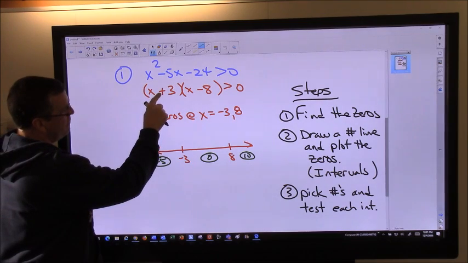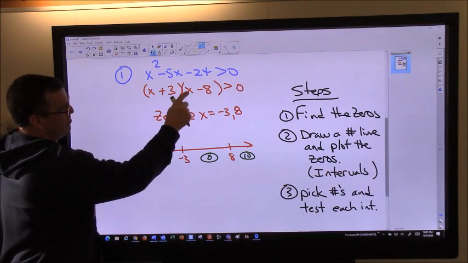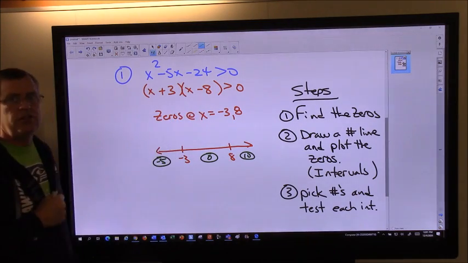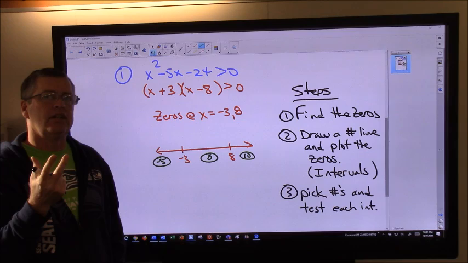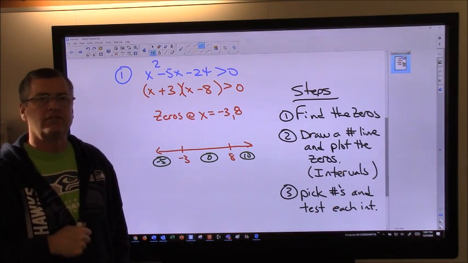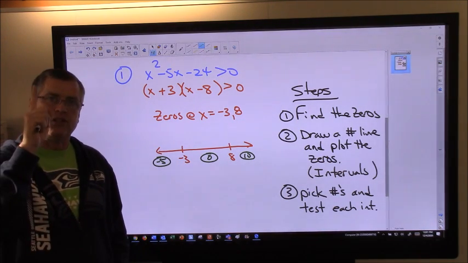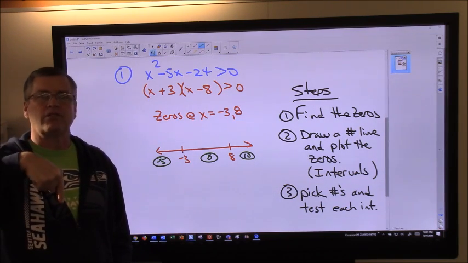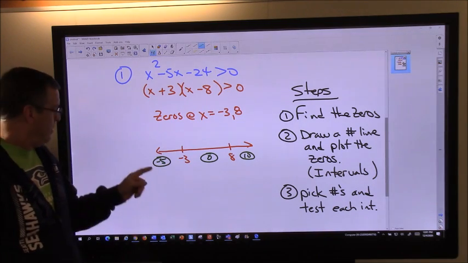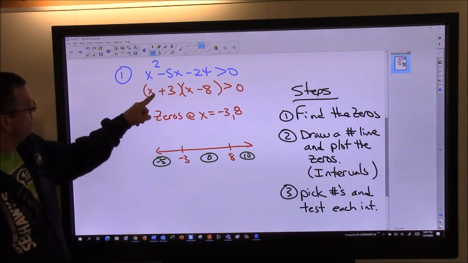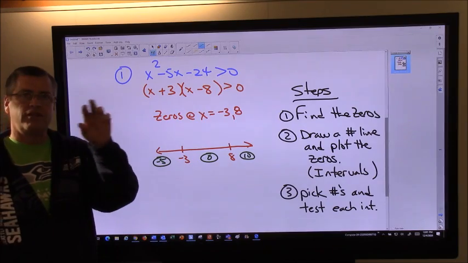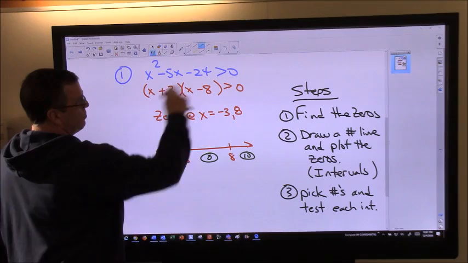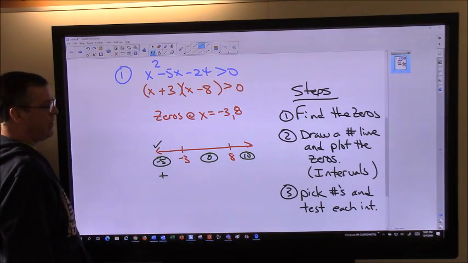If I put in a -5 right here, I get -2. If I put a -5 in here, I get -13. And a -2 times a -13, I don't really care what the answer is. I just want to know, is it positive or negative? Right? Because if it's positive, that means it's above the x-axis. If it's negative, it means we're below the x-axis. So usually when I plug this in, I just go, okay, that's negative, negative times a negative is positive. And that's what I want, numbers greater than 0. So this interval checks out.